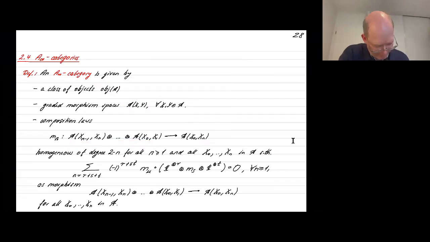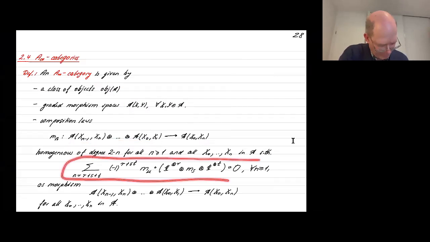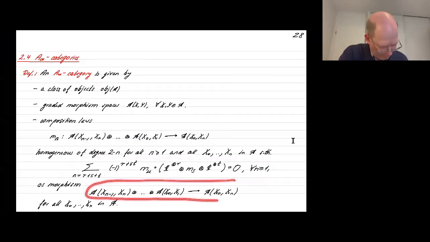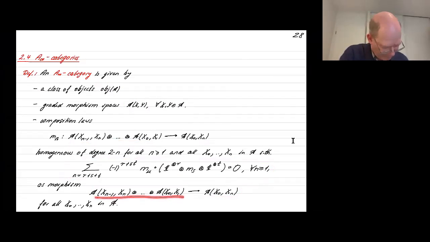And they satisfy exactly the same relations, where we now have to interpret all the terms as graded maps from this tensor product of morphism spaces to this morphism space from x0 to xn. Yes, so it's the natural multi-object version.